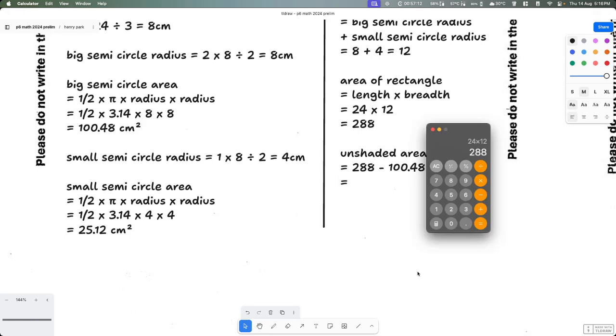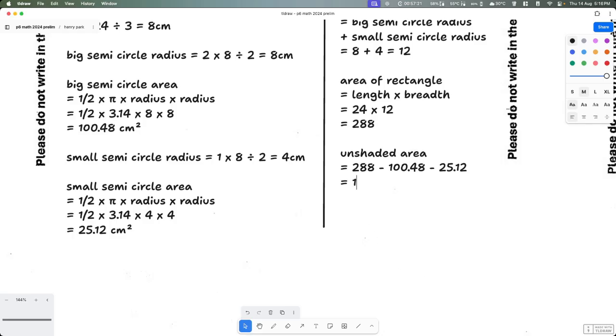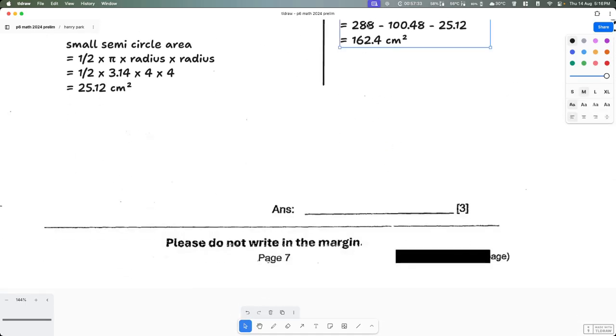Okay, and let's see what's the answer. Minus 10.48 minus 25.12, 162.4 centimeter square. There you go. So that's the answer, 162.4 centimeters square. Okay, let's move on to the next question.